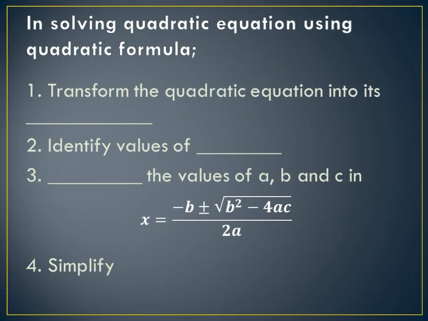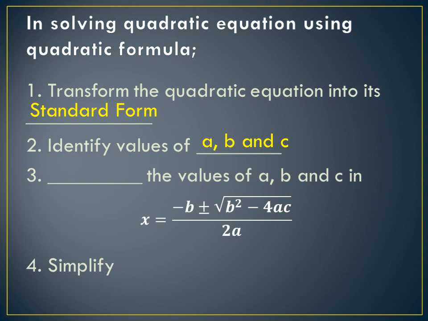Wrap up or summarize our lesson for today. In solving a quadratic equation using the quadratic formula, the first step is to transform the quadratic equation into its standard form. That will be ax squared plus bx plus c equals 0. Then, the second step is to identify the values of a, b, and c.